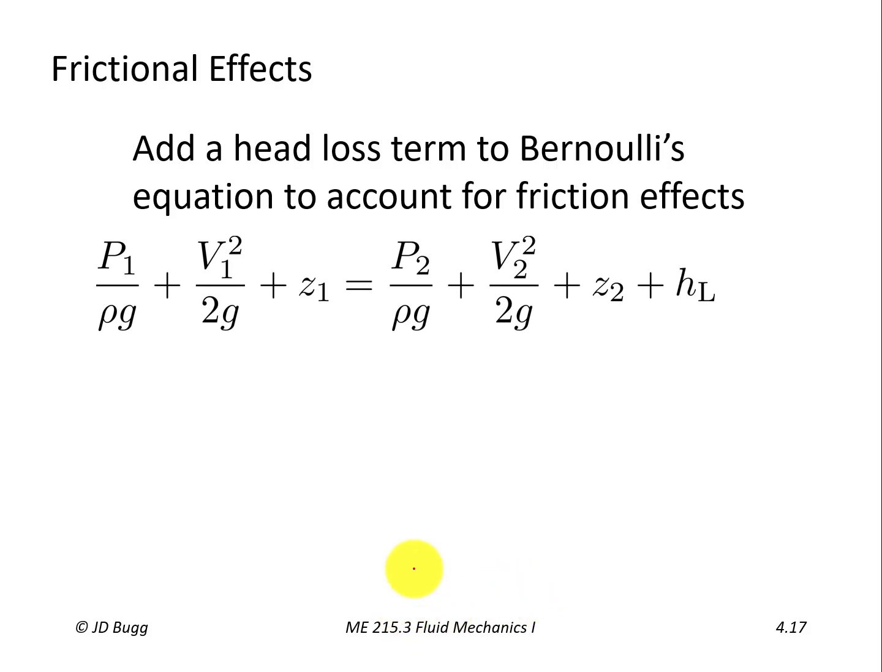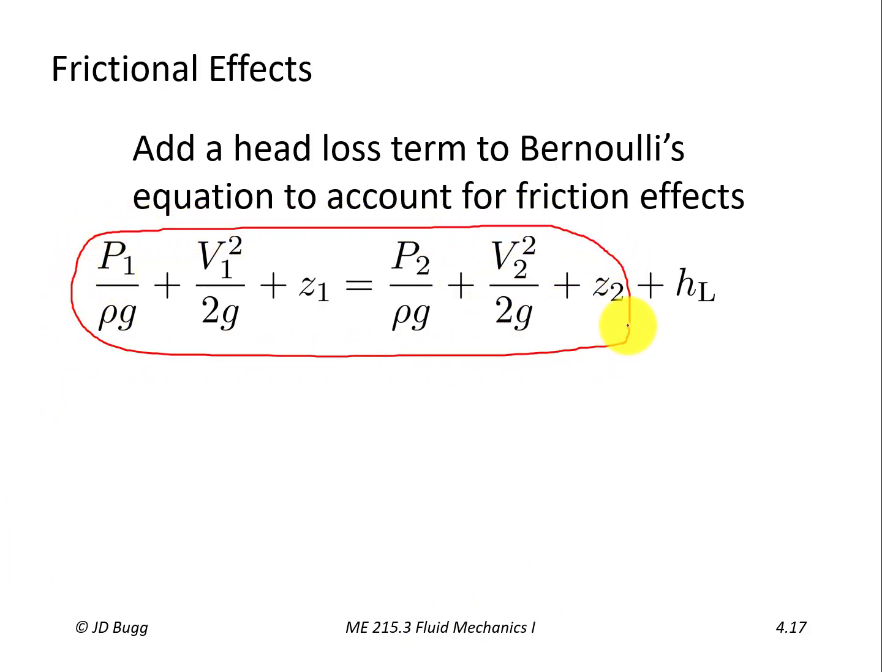So here's what it looks like. And again, it's expressed here in head form. All of this stuff is the Bernoulli's equation that we've seen so far. So the sum of those three terms at point 1 equals the sum of exactly the same three terms at point 2. So if we have a frictionless flow, no effects of friction at all, then that's the form of Bernoulli's equation that we would use.